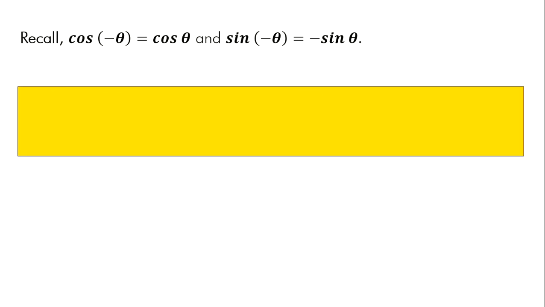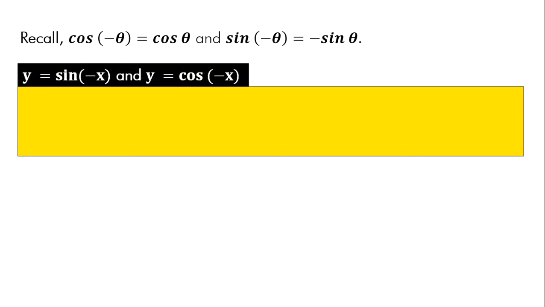In addition, what if we have here a negative angle? Let's recall the odd and even functions. For the even function, cosine negative theta is equal to cosine theta. And for the odd function, for trigonometric functions, we have sine negative theta is equal to negative sine theta. If we apply the odd and even functions here, we're going to describe the nature of the graph of y is equal to sine of negative x and y is equal to cosine negative x.